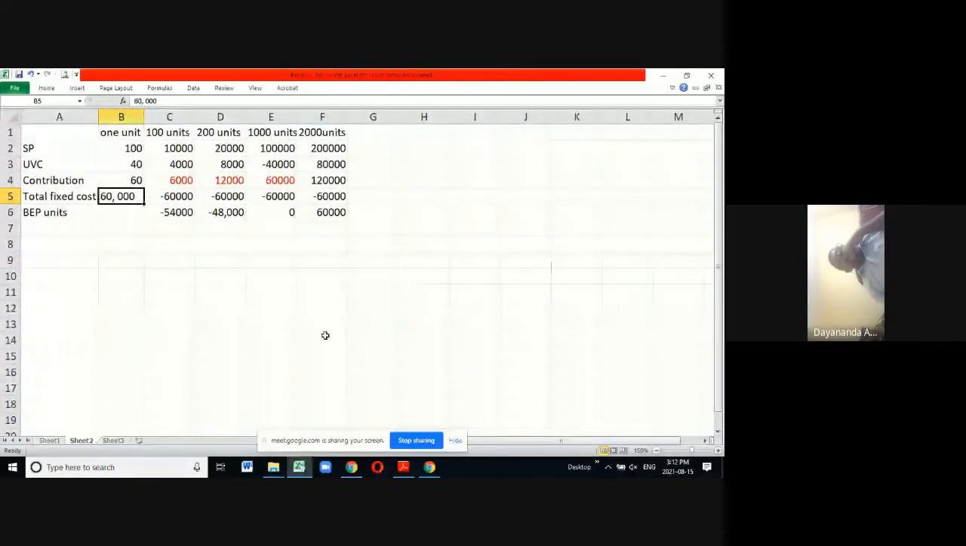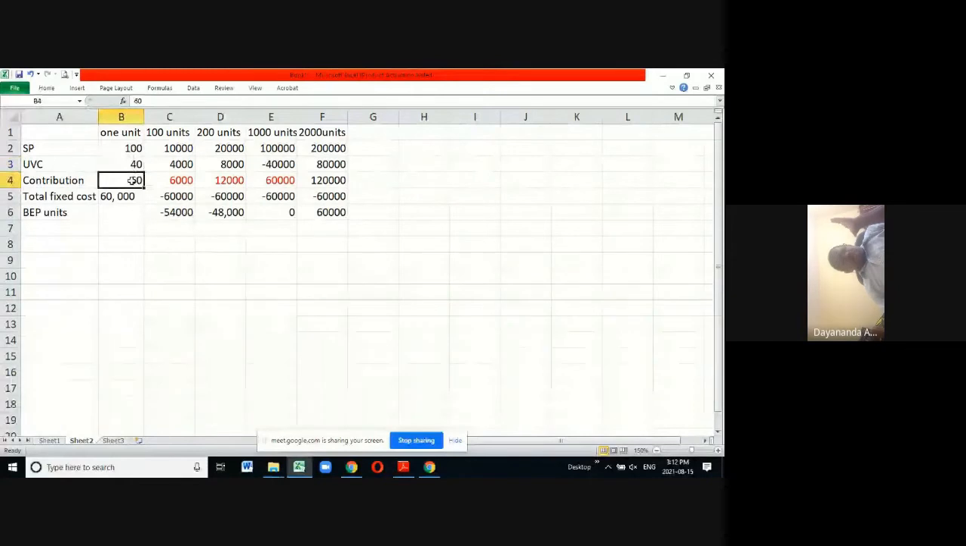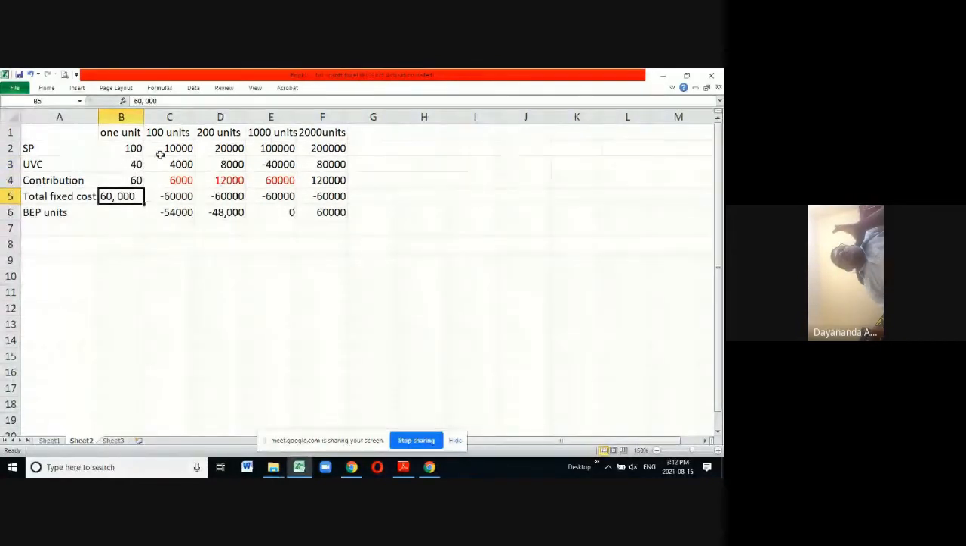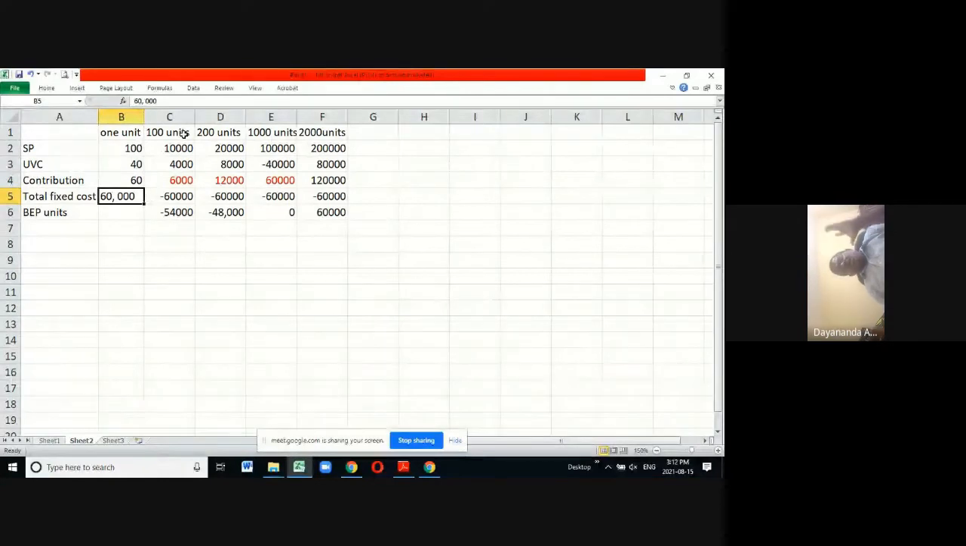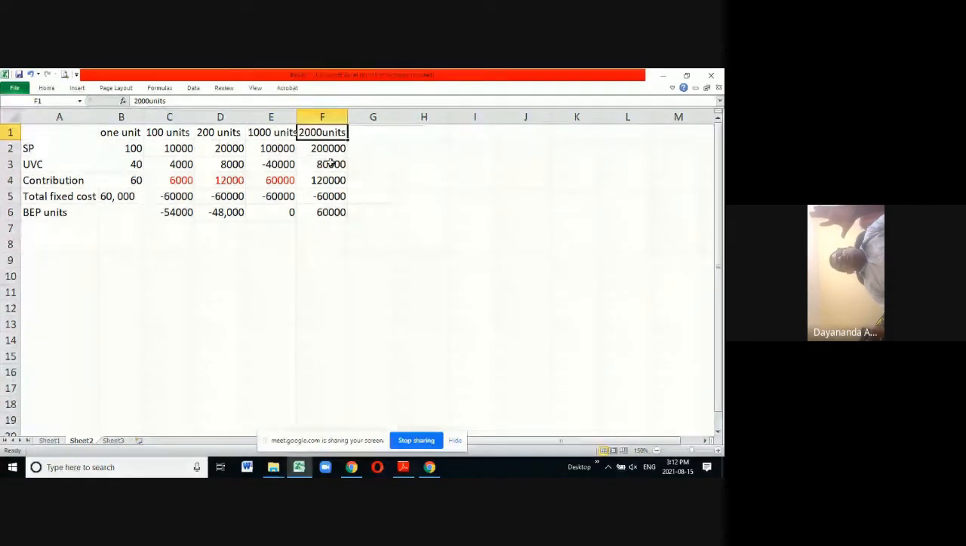Then you know our basic example. Selling price was 100. Unit variable cost was 40. Contribution is 60. Total fixed cost per month is 60. If you are selling 10 units, 100 units, these are the data. If you are selling 200 units, these are the data. If you are selling 1,000 units, these are the data. If you are selling 2,000 units, these are the data.